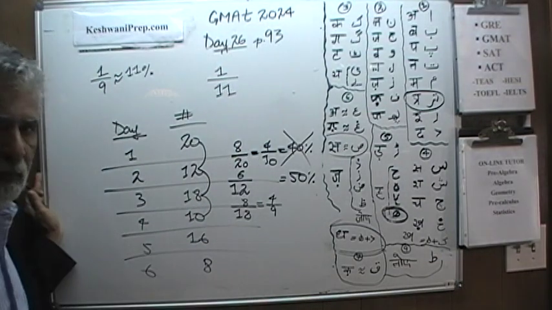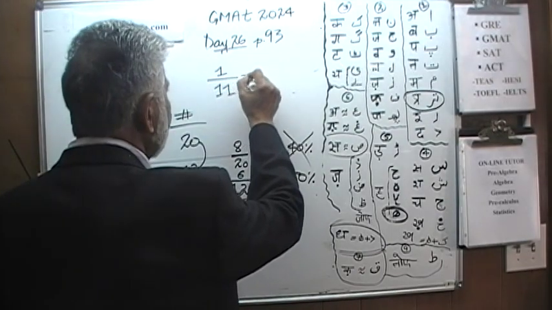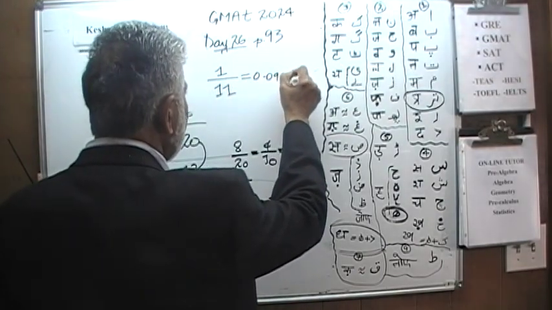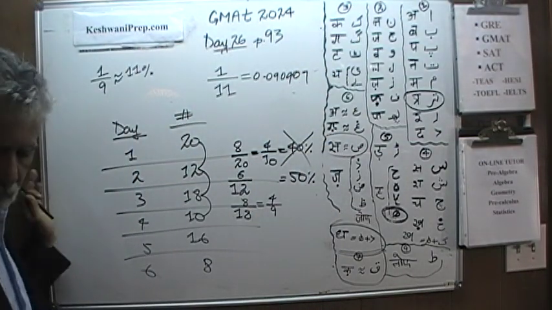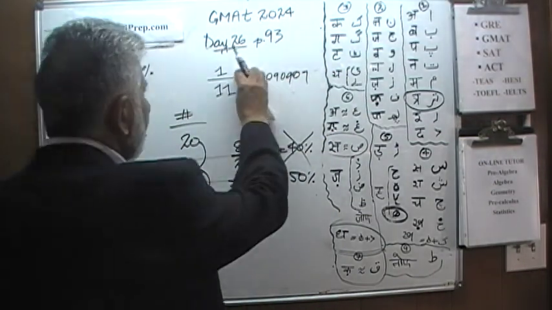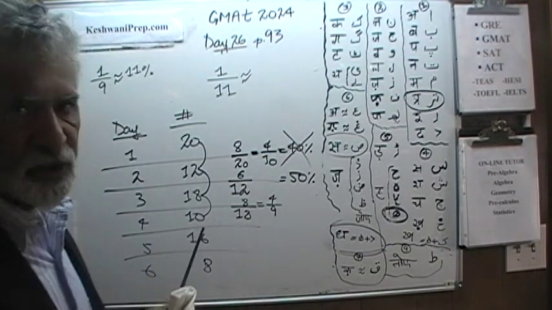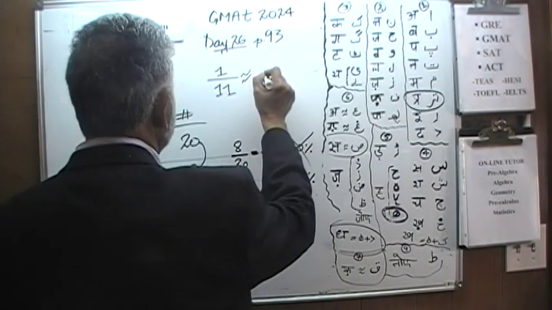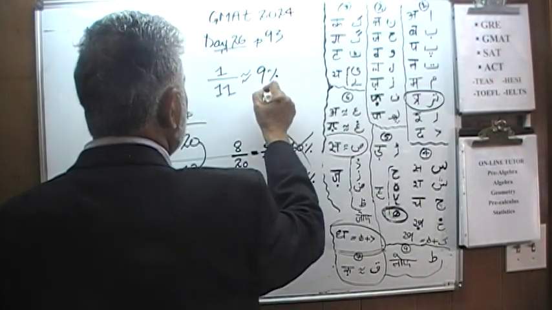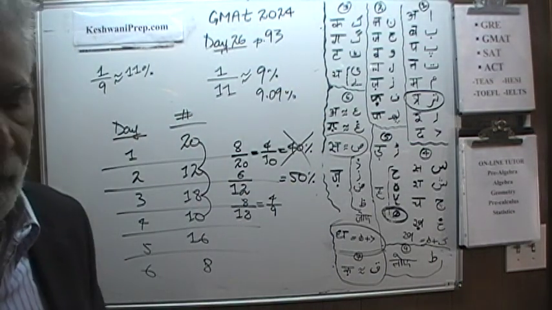If you were to divide 1 by 11, what you will find is 0.09090909. It'll just go on forever. In other words, 1/11: in the exam, if you have to figure out in a hurry the approximate percentage, how much is 1 out of 11, the answer is about 9%. Or 9.09% if you like. But 9% is good enough in the exam.